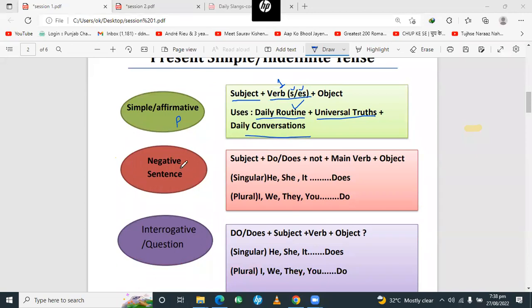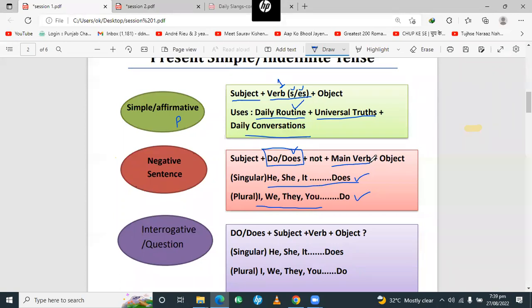Now, whenever it comes to negative sentence or interrogative sentence, you have two helping verbs. What are the helping verbs? Do or does. Does is used with singular, like with he, she, it, or with all the singular stuff. With plural like I, we, they, you, do will be used. Because here we are using a helping verb, we don't need to add s or es with the main verb. When we have no helping verb in simple category, we add s or es.